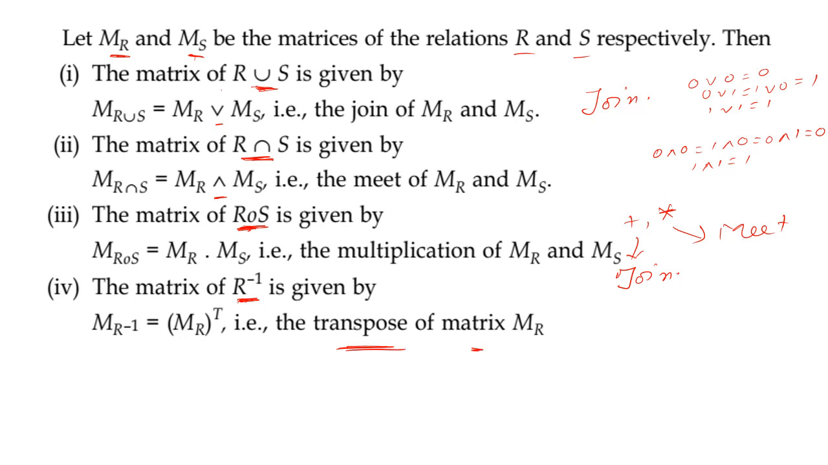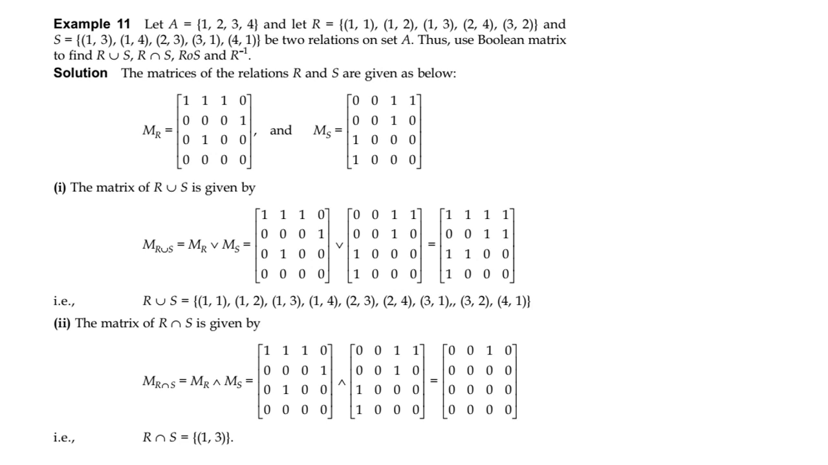Now let us see numeric examples. Let us say this is the set 1, 2, 3, 4, and we have defined two relations: R as (1,1), (1,2), (1,3), (2,4), (3,2) with this matrix, and the relation S with the matrix S. Now how do I perform the union operation? For the purpose of union operation, we are using the join operation. Now this is an element-wise join. That means this element will be joined to this element to provide me this element.